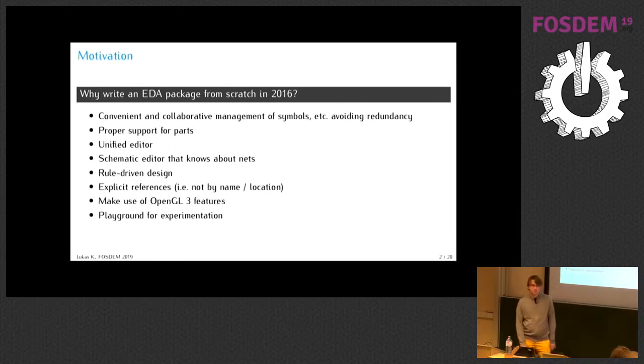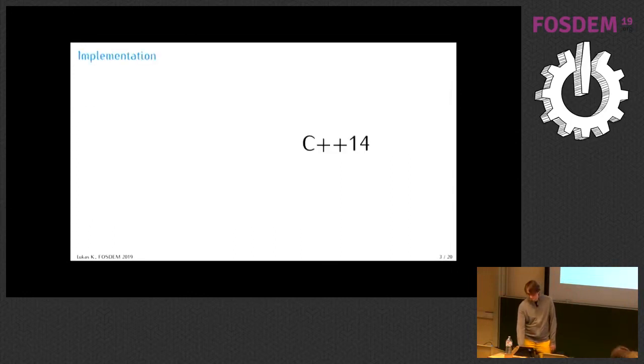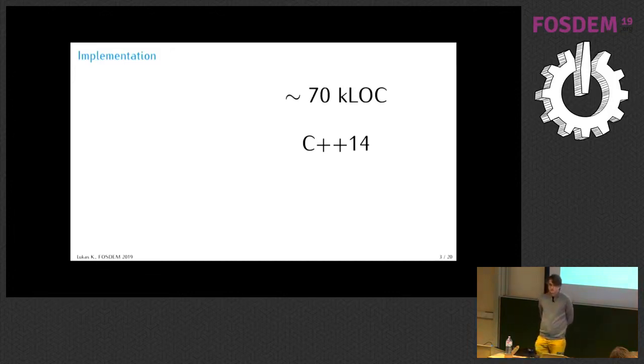And I also wanted to play with new OpenGL 3 features, and just wanted to have something I could easily try out new things with. So, some details on implementation. It's written in C++14. It's around 70,000 lines of code right now. Just for reference, the included KiCad router, which doesn't count toward this number, is about 20,000 lines of code. So I think it's quite small for what it does.